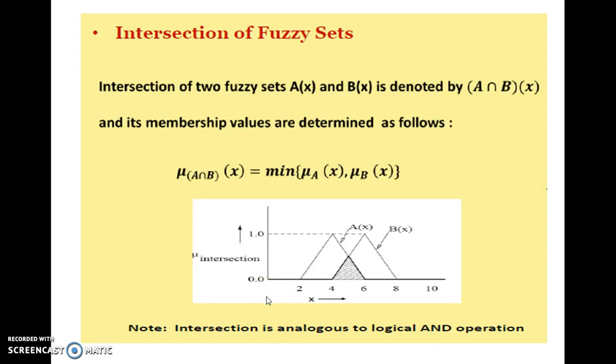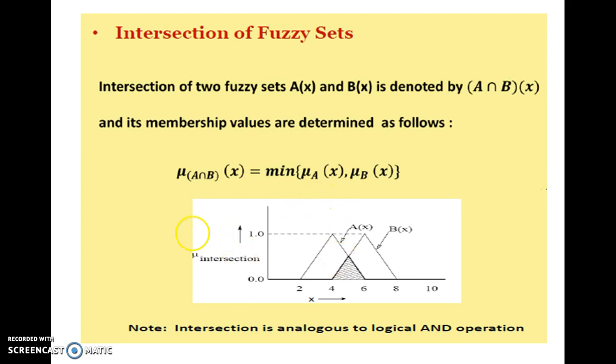The next operation is the intersection of two fuzzy sets. How to find the intersection between the two given fuzzy sets? This formula is present: mu of A intersection B, for the given data members x, is the minimum of the two membership functions, mu A of x comma mu B of x. Intersection is denoted by this sign as usual, A intersection B for the x data members. Intersection is nothing but a logical AND operation.